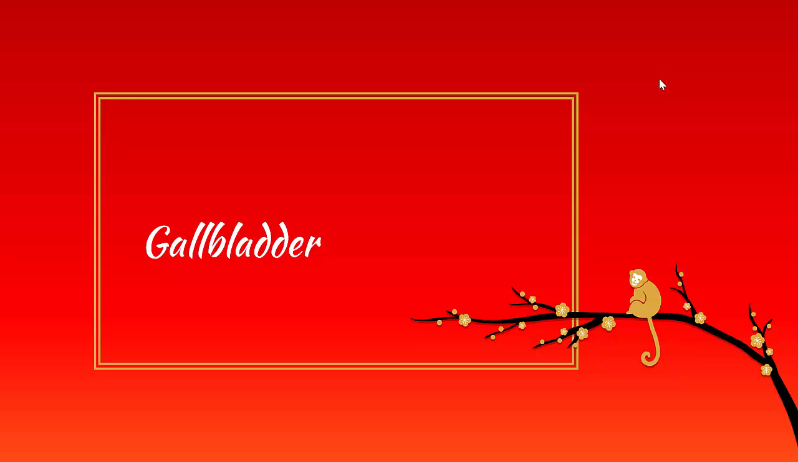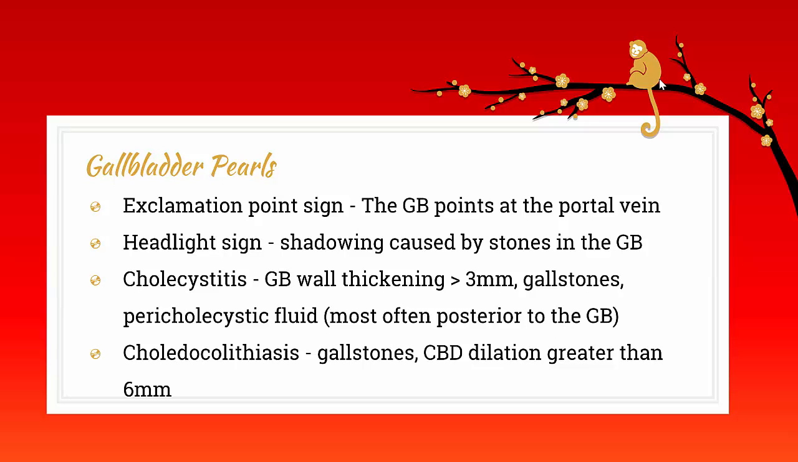So we're going to go by organ system. And first, we're going to start with gallbladder. There are a few gallbladder findings that you need to be familiar with. First, the exclamation point sign is vital for assessing anatomy and determining what structures are being viewed. This view is created by a long view of the gallbladder pointing at the portal vein, which is the point in the exclamation sign. We'll be looking at some images in a moment, don't worry.